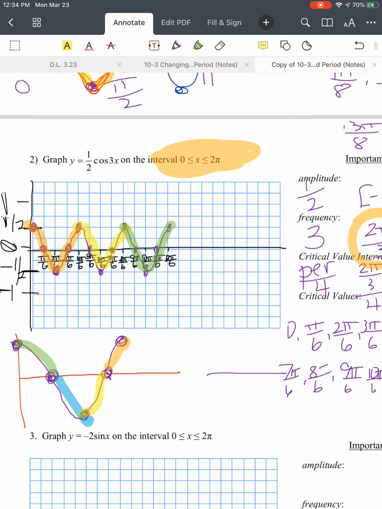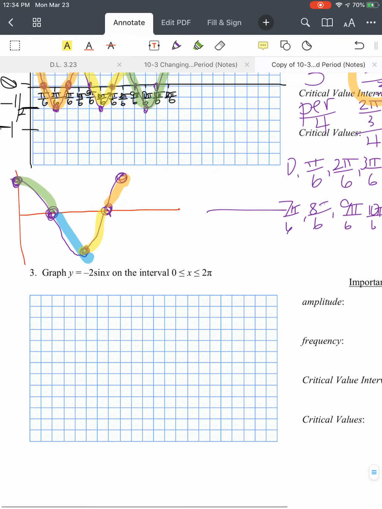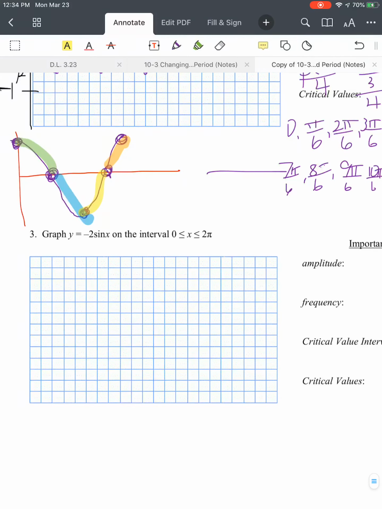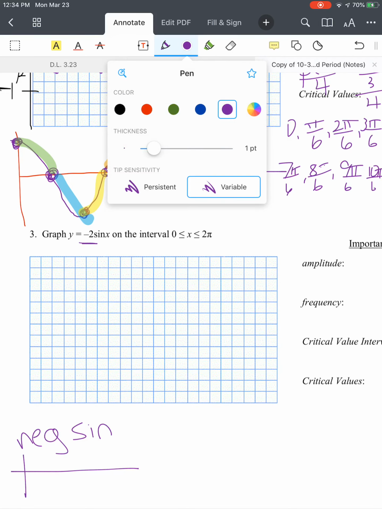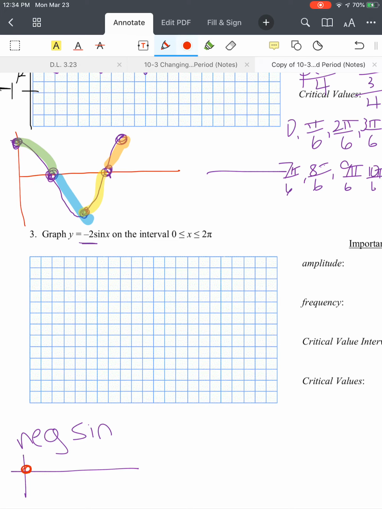I would like you to try number 3 on your own. I do want to say one thing though. A negative in front of the sine or a negative in front of the cosine is a reflection over the x-axis. So a negative sine still starts at the midline, but then since it's negative, it's going to go down first instead of up. Then midline, then highest, then midline. So that's what a negative sine is going to look like when you do that one.